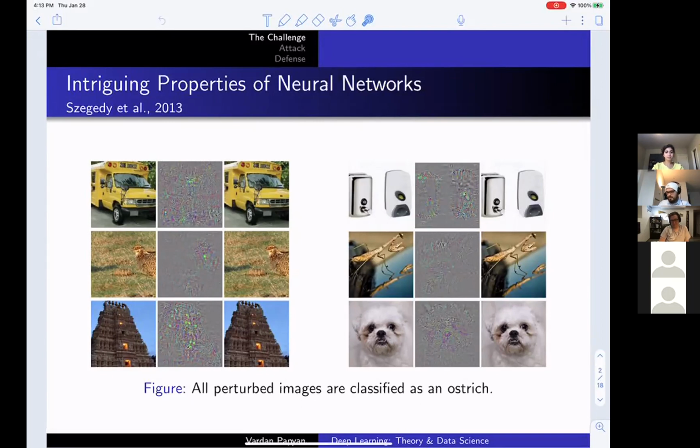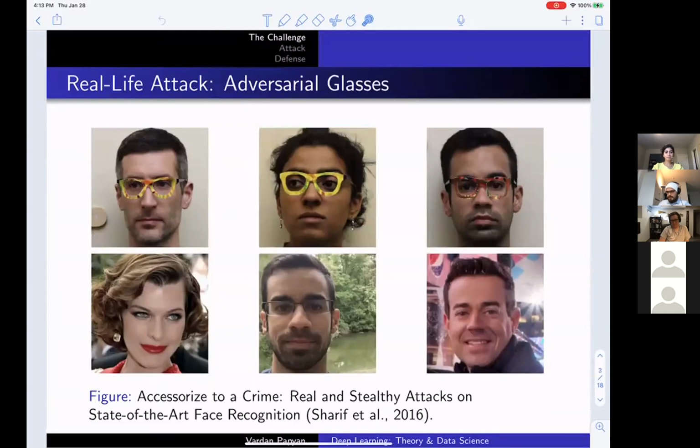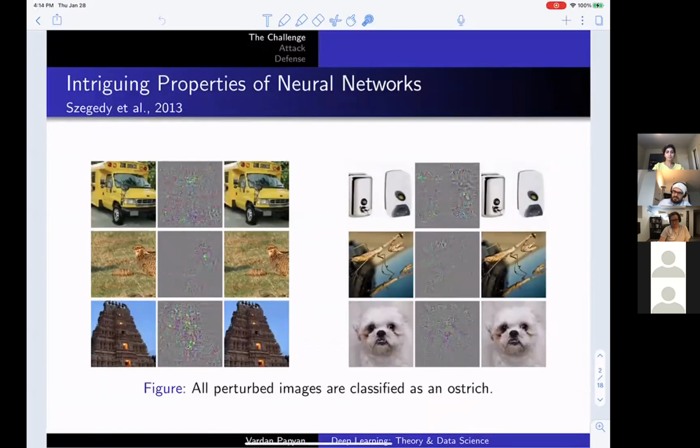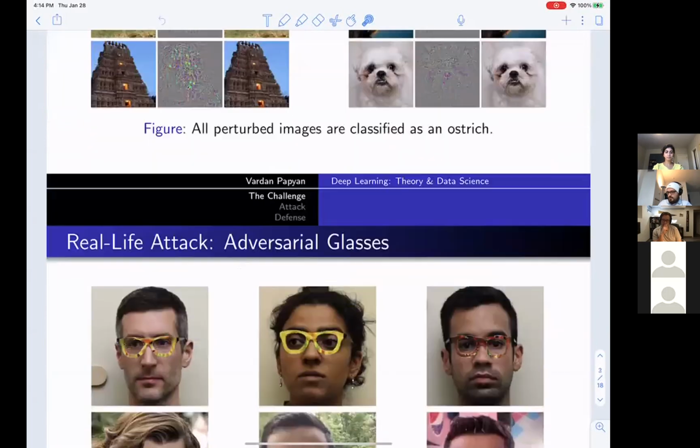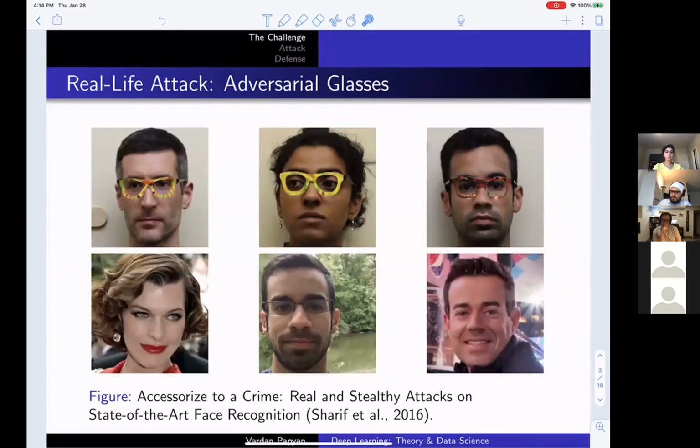Thank you, Jack. Now, in some sense, these examples are somehow unnatural, maybe a bit synthetic, right? Because these are just images that are on your computer, which are slightly perturbed and then misclassified. So what people started doing was creating real life attacks.